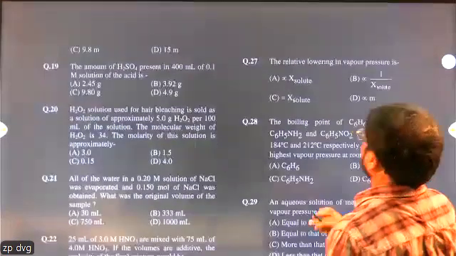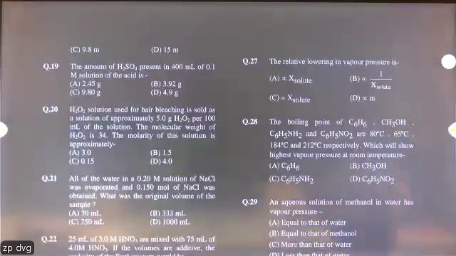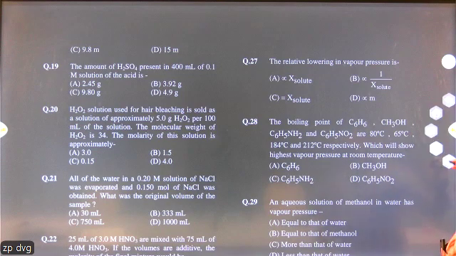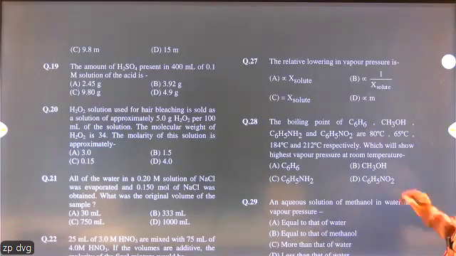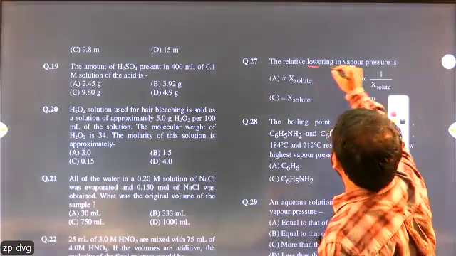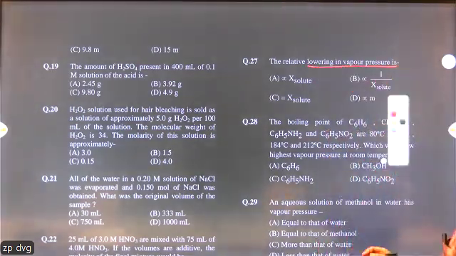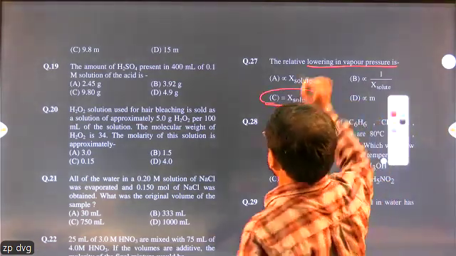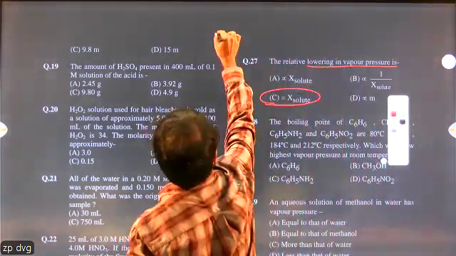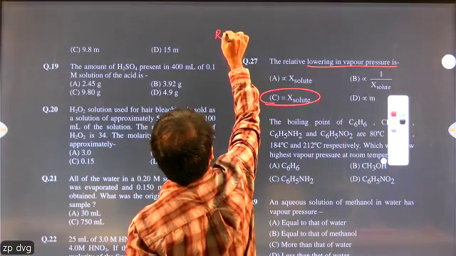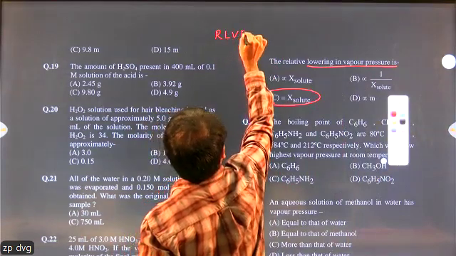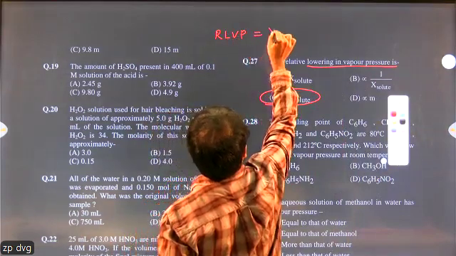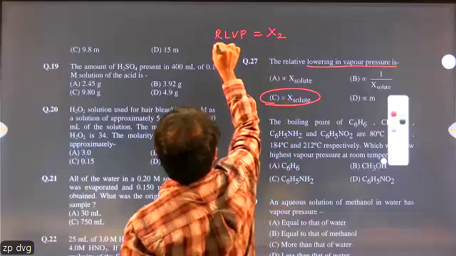Question number 27. So what is the question? See this. The relative lowering in vapor pressure is equal to mole fraction. Actually, RLVP, relative lowering of vapor pressure, is equal to mole fraction X2.